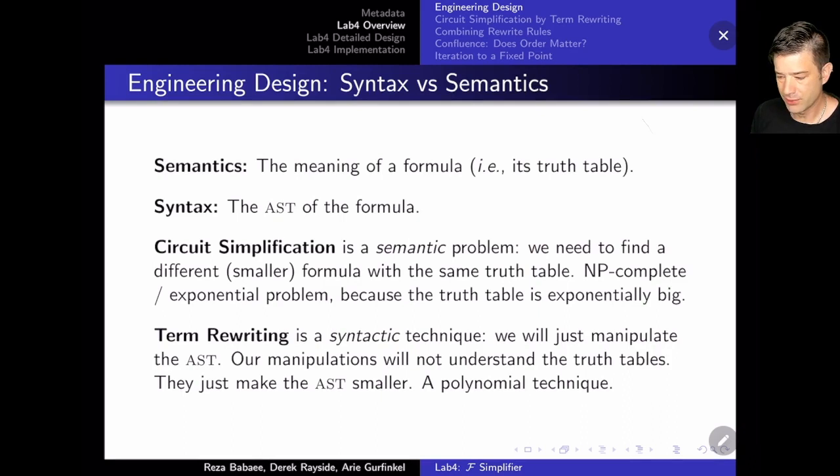The term rewriting will be a syntactic technique. It will take an AST and syntactically rewrite an AST. On the side, we'll have to prove that the rewrite rules are sound, that is, they preserve the truth tables. But as we implement them, they work directly on the syntax. They just change one AST into another.